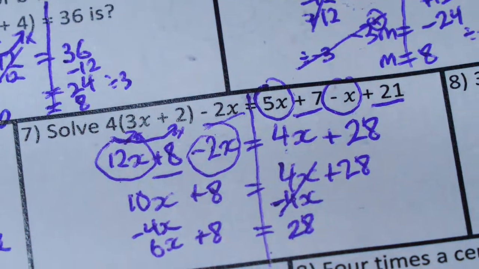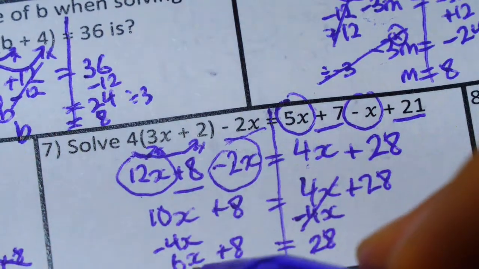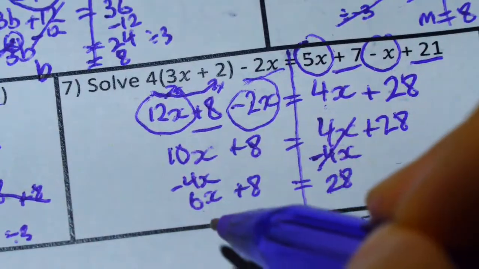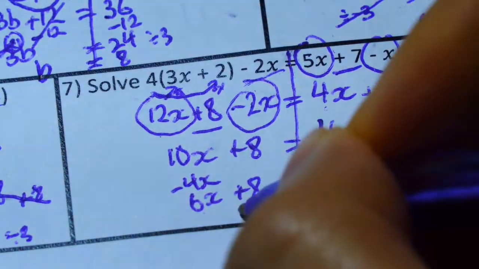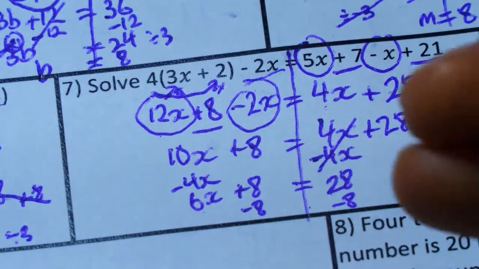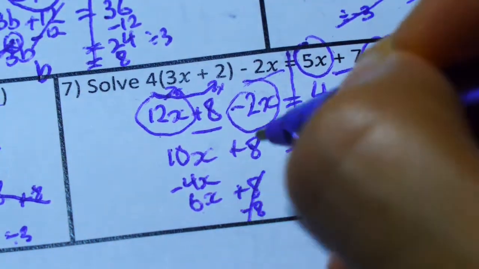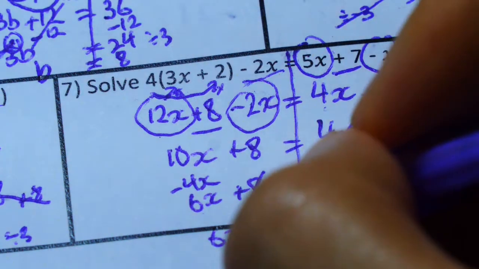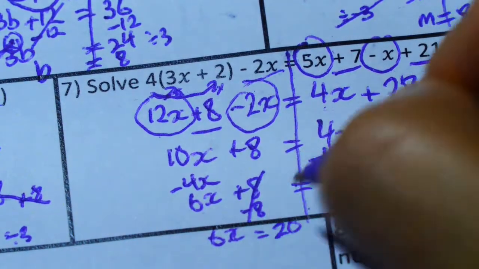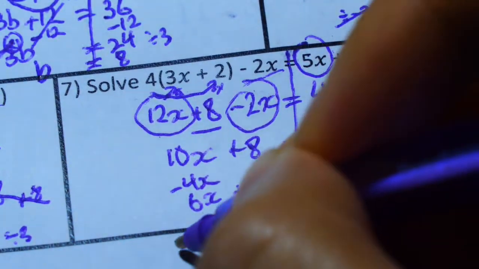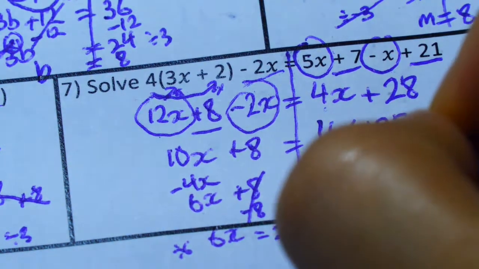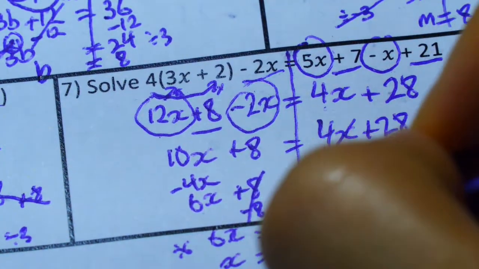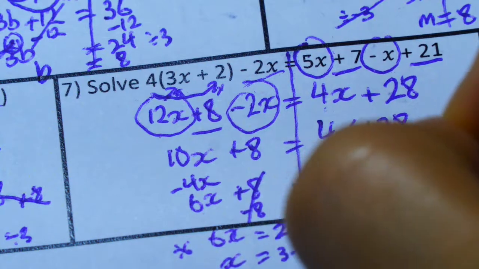Okay. So my x is here, 6x. I need to remove this plus 8, we do minus 8. This one we cancel out, we have 6x. 28 minus 8 equals 20. Now we divide by 6 on both sides. x equals 3.33.